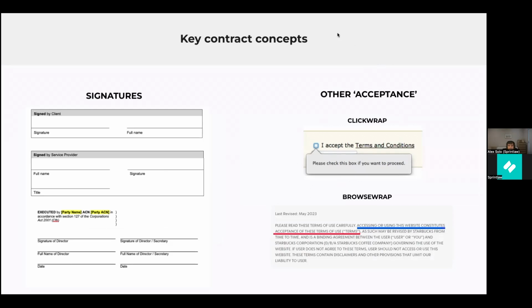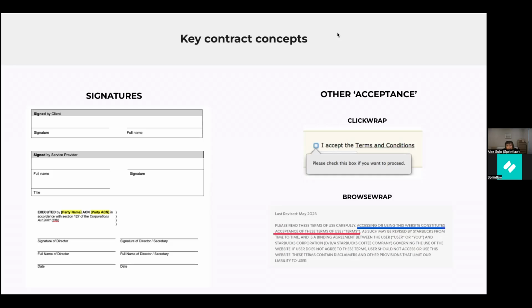Now, in the bottom right corner, we have a slightly dodgier way that people try to get people to sign up to contracts. These are what we call browse wrap agreements. And they say, by using this website, you have accepted our terms and conditions. So just by going to sprintlaw.com.au, you are hereby bound by our terms and conditions, and you're signing the contract.